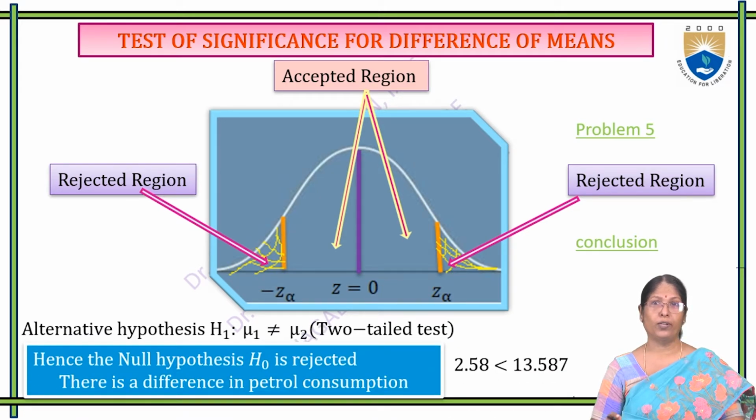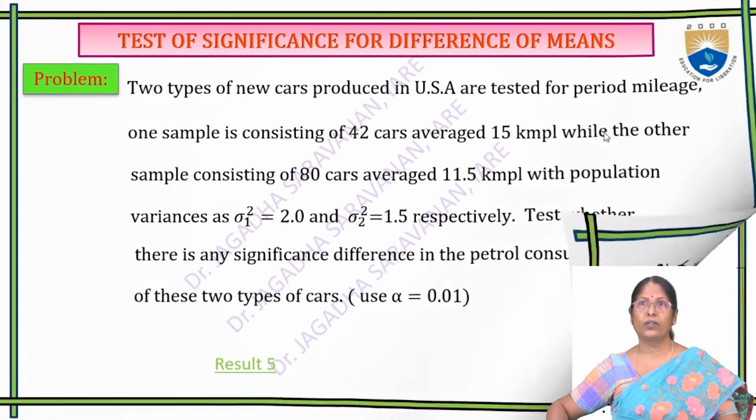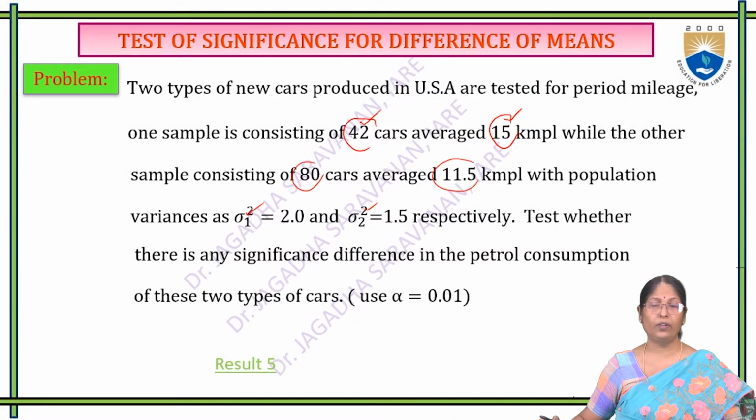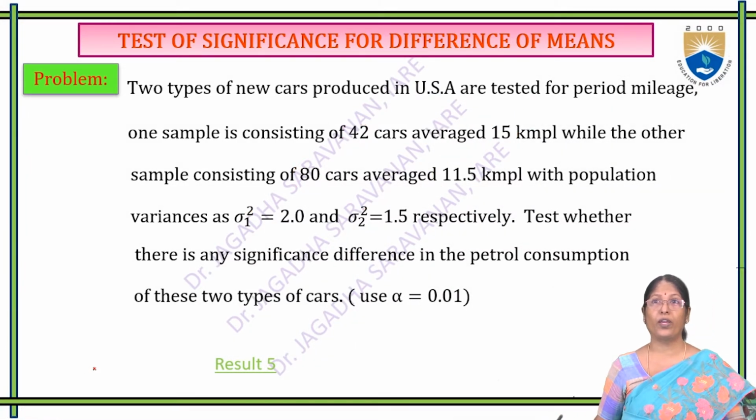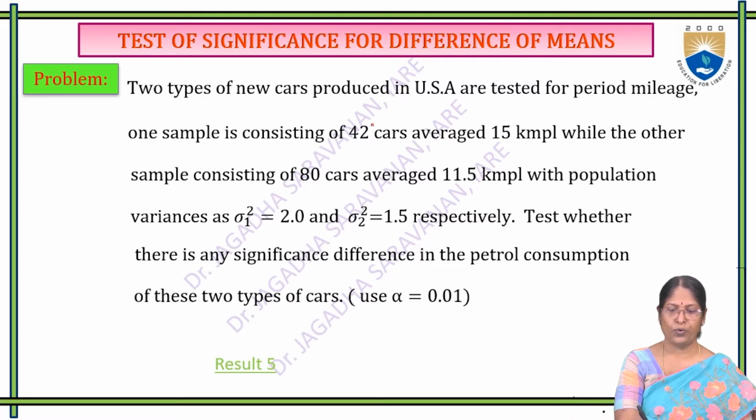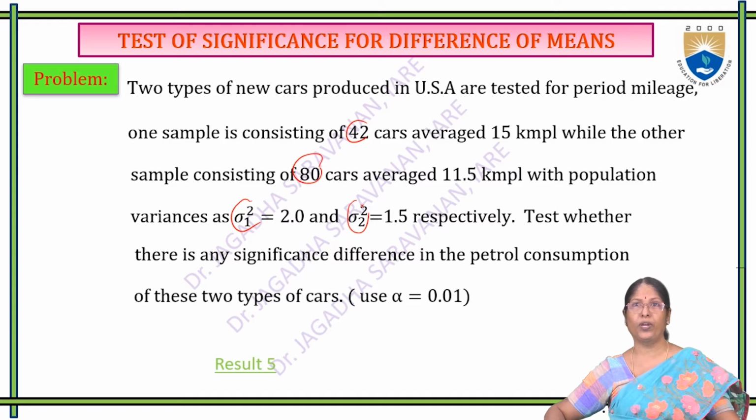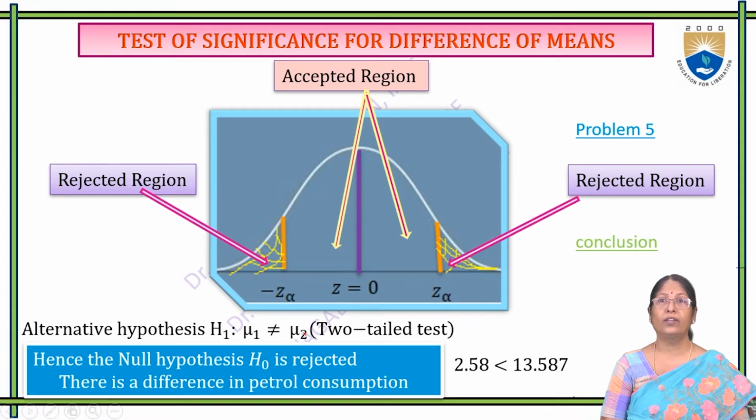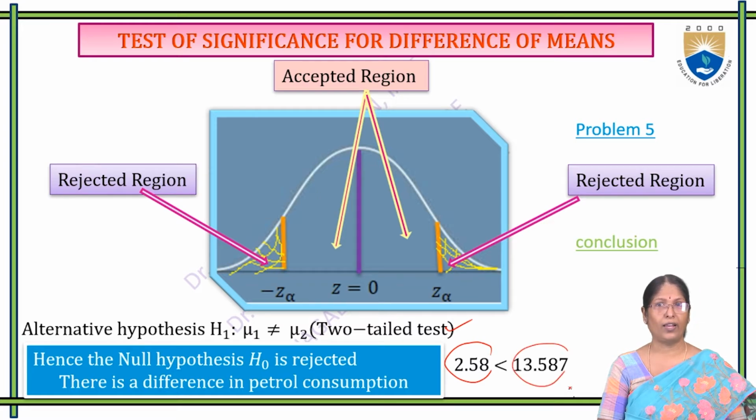Yes. Now in this problem, this is the question we just solved. Here it's about cars, 42 cars and 80 cars, and the population data are given. Is there any significant difference? First we said there is no significant difference. We rejected that, so there is a difference. This is the tabulated value. It is less than the calculated value. The null hypothesis is rejected. So the alternative hypothesis is dominating in this problem. So there is a difference in petrol consumption.